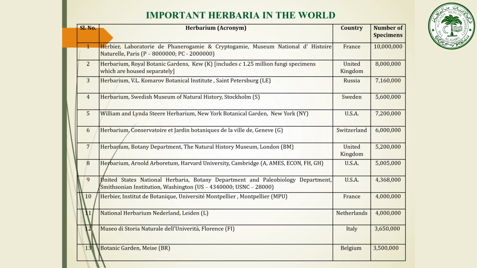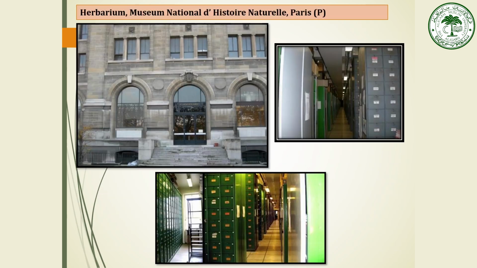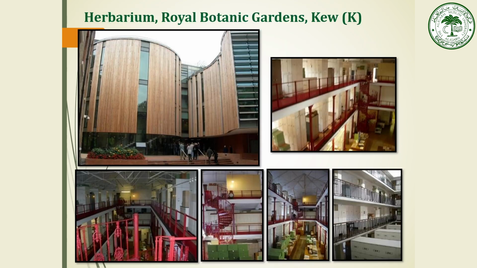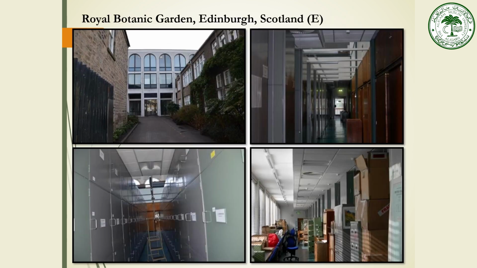Some important herbaria of the world: as we know, the largest number of herbarium specimens is stored in the Herbier Laboratoire de Phanérogamie at the Muséum National d'Histoire Naturelle, which has the largest number of herbarium specimens. Next is the Royal Botanic Gardens. This list was already told by the sir. So these are some important herbaria of the world with acronyms. As you can see here, this one is the largest herbarium, the Muséum National herbarium in Paris. Then the next one is the Royal Botanic Gardens in Kew, then the Royal Botanic Garden in Edinburgh, Scotland.